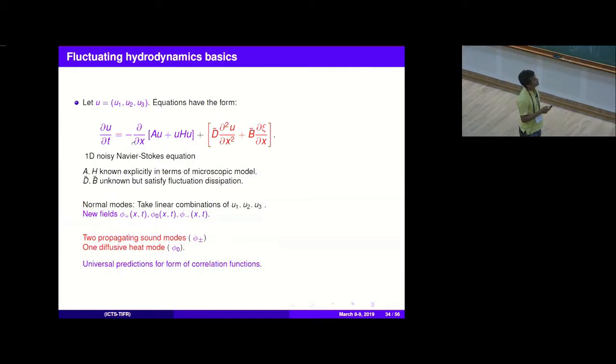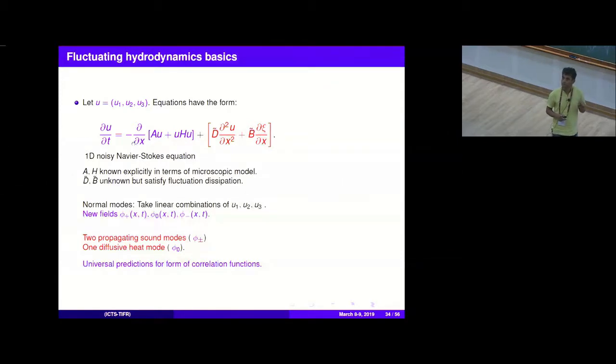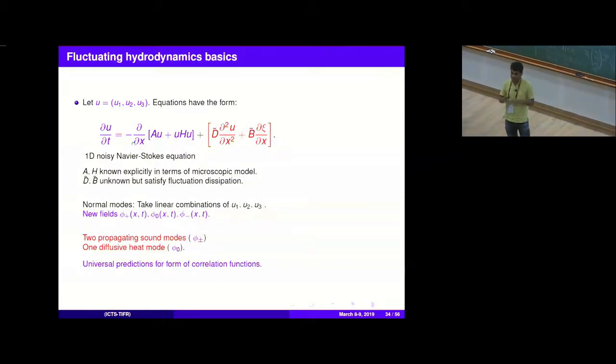While for these other terms I don't know too much in terms of the microscopic model, the only thing I know is that they satisfy fluctuation-dissipation. How do we know it's fluctuation? No, if you solve it, we'll find out. Now we'll try to analyze this equation and see what happens. In a diffusive system we expect fluctuations to follow diffusion, right? Here we'll have to analyze these equations and see what happens.